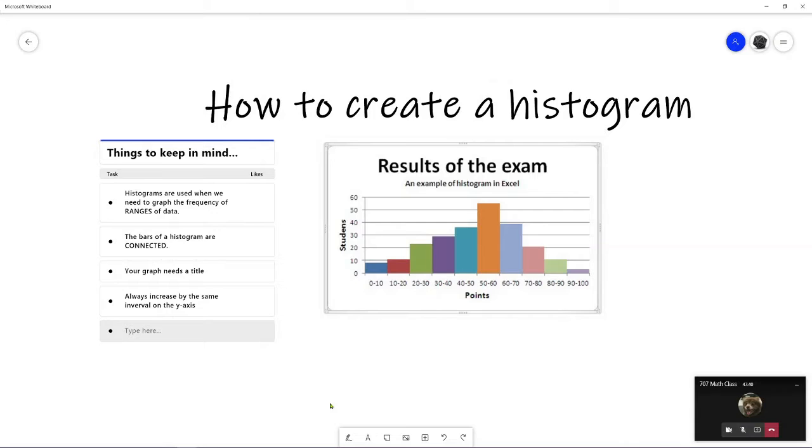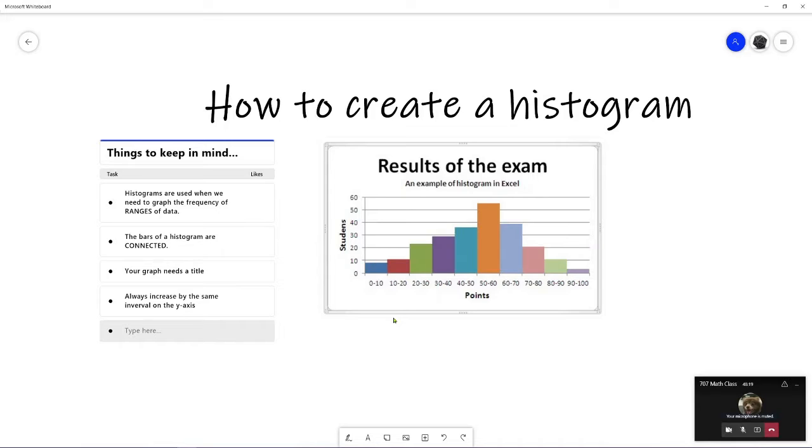We use a histogram when we're graphing the frequency of data, just like before, but the frequency is given to us in ranges. What does that mean? Well, if you look at the horizontal axis of the graph, you can see that each category is in groups of 10: 0 to 10, 10 to 20, 20 to 30, 30 to 40. So when you have groups, we call those ranges, a certain number starting here and a certain number ending here. And that is when we use a histogram.